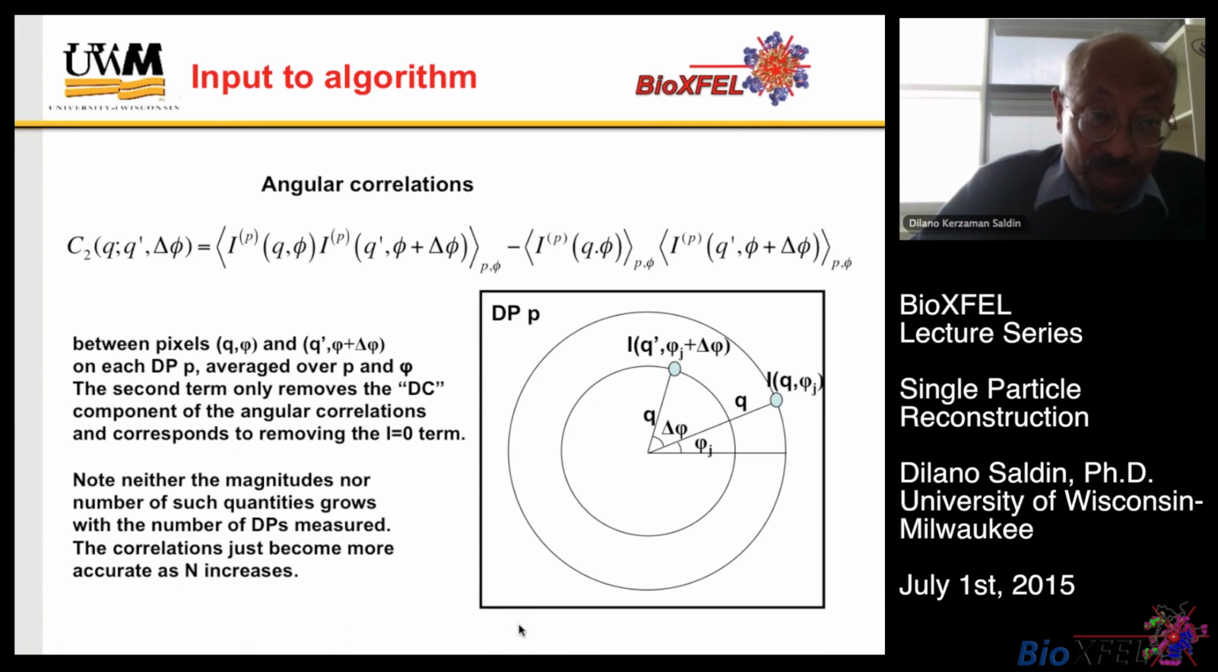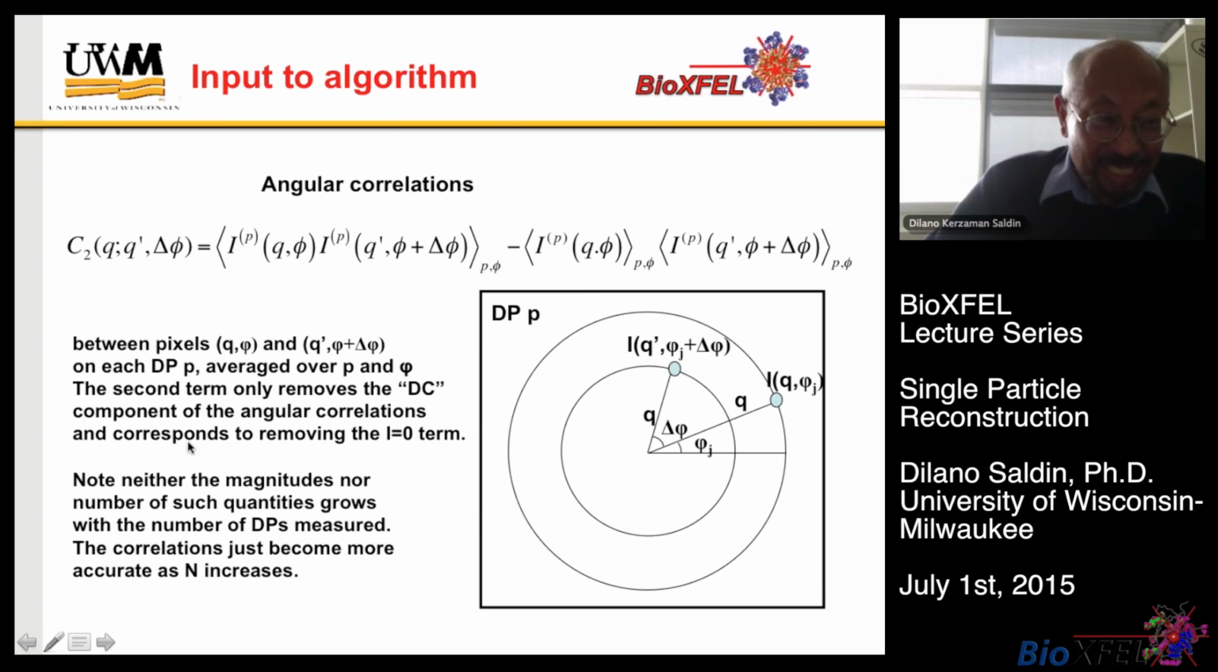Now, what do I mean by correlation? What is the input to the algorithm? The input is what's called C2, which is the product of the intensity on one diffraction pattern at a certain resolution ring Q and angle phi, and the intensity at resolution ring Q prime and angle phi plus delta phi. Then you subtract the mean. Subtracting the mean just removes the DC term from this.